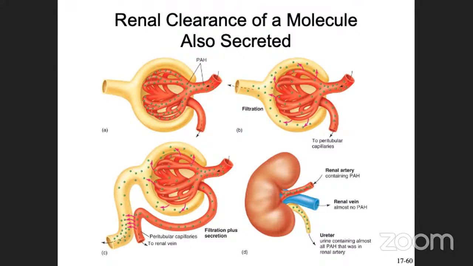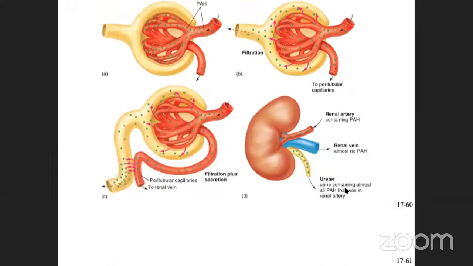So in the C, you can see the PAH molecules being filtered. Some of them leave the peritubular capillaries and then enter the renal vein. Some of them are secreted in the tubules. But that's not the case for the inulin. The inulin isn't secreted into the tubules, and it will be excreted as urine.